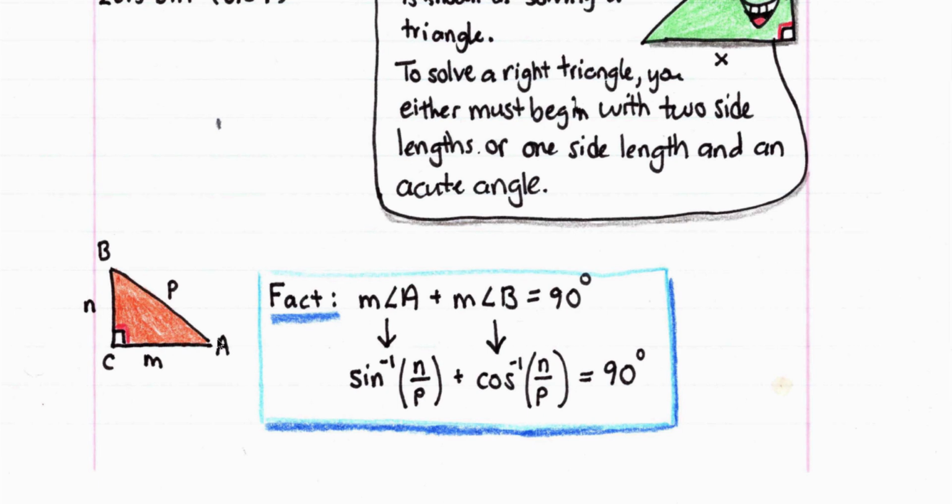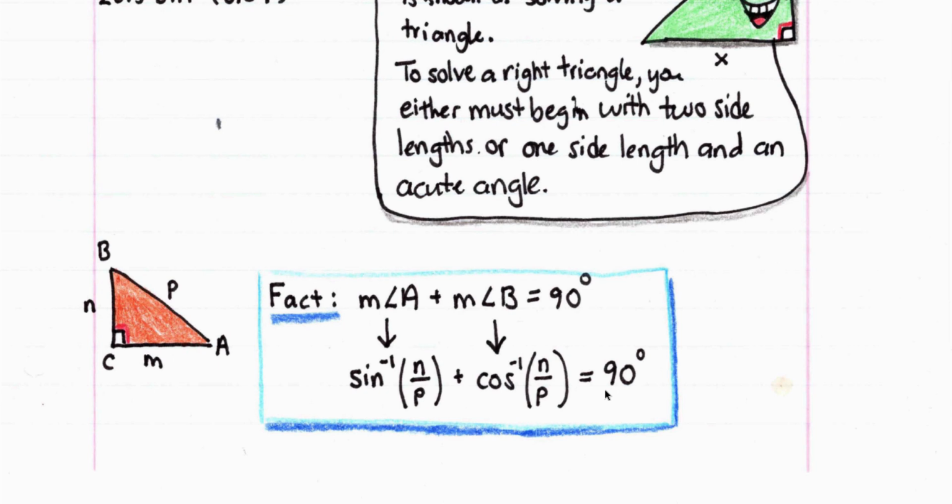Here's a quick fact. Here's a triangle ABC. C is the right angle, the sides are N and M, and the hypotenuse is P. The sum of the acute angle measures A and B is 90, so angle A plus angle B is 90 degrees. We can also rewrite angle A as the sine inverse of N over P, opposite over hypotenuse, and angle B as the cosine inverse of N over P. So it's also true that the sine inverse of N over P plus the cosine inverse of N over P is equal to 90 degrees.